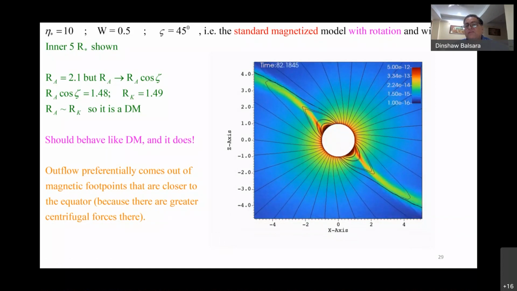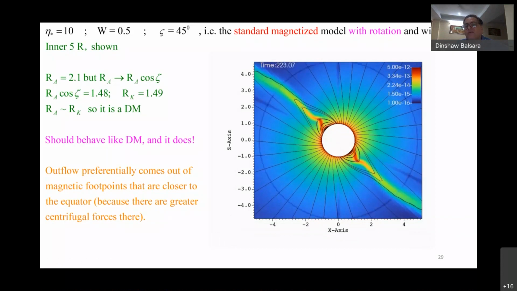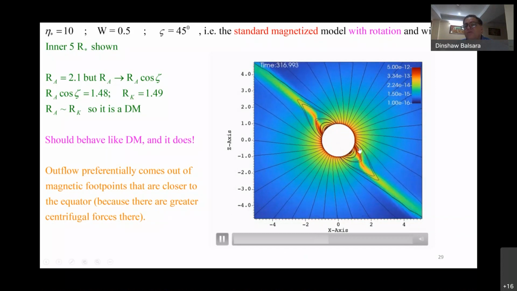And we immediately see that we indeed have clump formation and the signatures of a dynamical magnetosphere. Interestingly enough, now the matter is not coming out from both the foot points of this magnetic field, but only from one of the foot points. And that too is comprehensible because this foot point is at a larger radius relative to the rotational axis, and therefore feels a bigger centrifugal force, and that is what allows us to understand this situation.